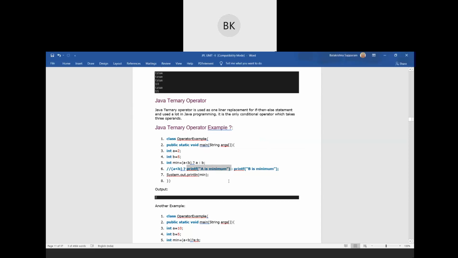Suppose here A is equal to 5, B is equal to 2. 5 is less than 2 is false, so the second statement is executed, just like an if else statement.